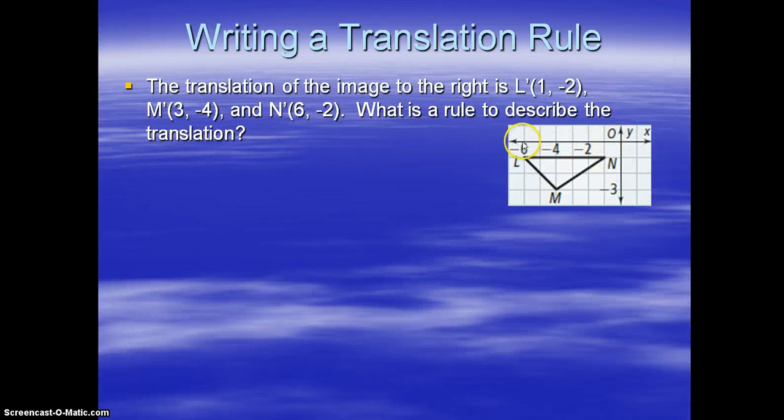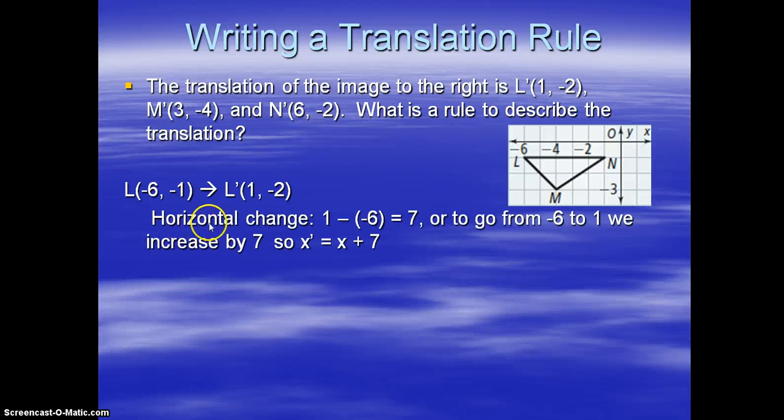Now the preimage is at (-6, -1), while L prime is (1, -2). So either identifying from a number line or doing subtraction like we did to find distance when it was a segment, we're always going to have to remember to take our image and subtract off our preimage. So for example, to get our x coordinate, or our horizontal change, if we do our image, subtract off our preimage, we get 7. Or you can think we're going from -6 to +1, we're increasing by 7, so our rule would be x plus 7. Now keep in mind, since this is positive, that's why this became a plus. If this was negative, then this would be a minus.